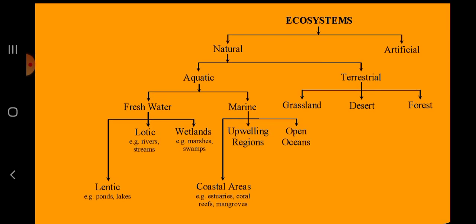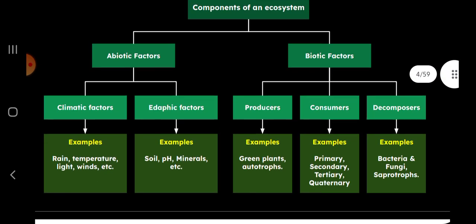Ecosystem is of two types, natural and artificial. Natural is of two types, aquatic and terrestrial. Aquatic is divided into two, freshwater and marine. Freshwater is of three types, lotic, wetlands and lentic, and marine is of three types, coastal areas, upwelling regions and open oceans. And terrestrial is of three types, grasslands, desert and forest.